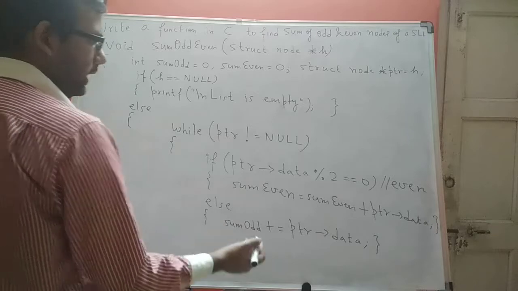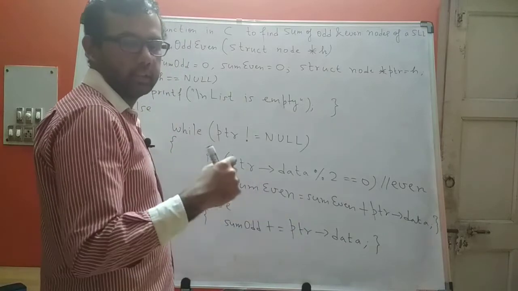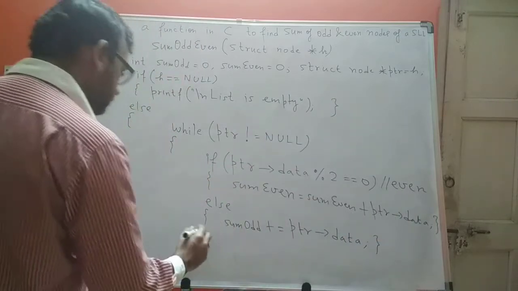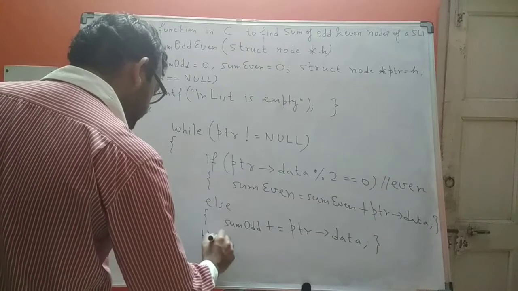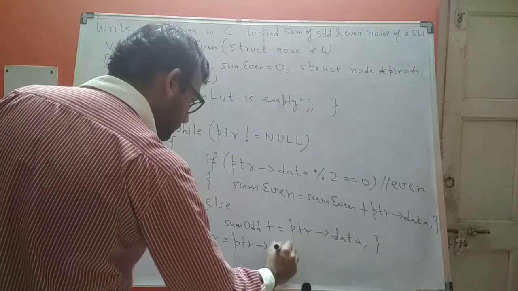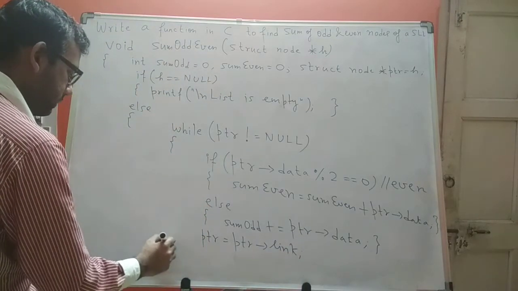Now after finding the sum, or after processing the data part of a node, what do I need to do? I need to move on to the next node. And how do we move on to the next node? Like we saw in the previous lectures, you simply say ptr equal to ptr arrow link. This will take you to the next node. And in this way, the entire list will be traversed.